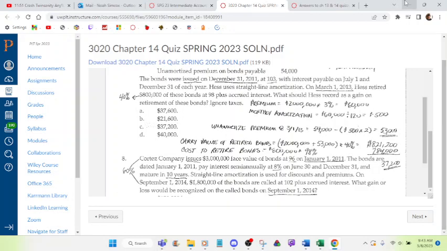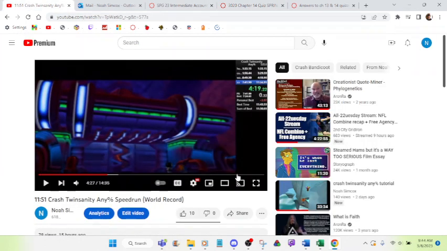Issues bonds at 96%. They are dated. Pay interest semi-annually. Mature in 10 years. Straight line amortization. Did they use straight line? Okay. September 1st. This many bonds were called at this plus accrued interest. Again, apparently you ignore that. So number 7 and 8 are basically the same question, but with different numbers, right? Pretty much. So that's why, time to waste time again.